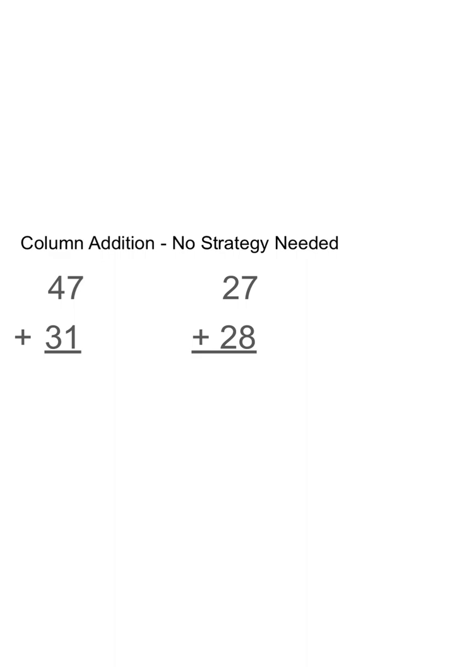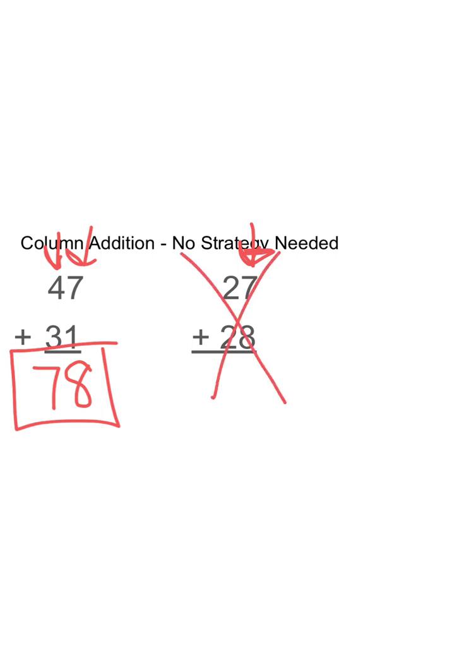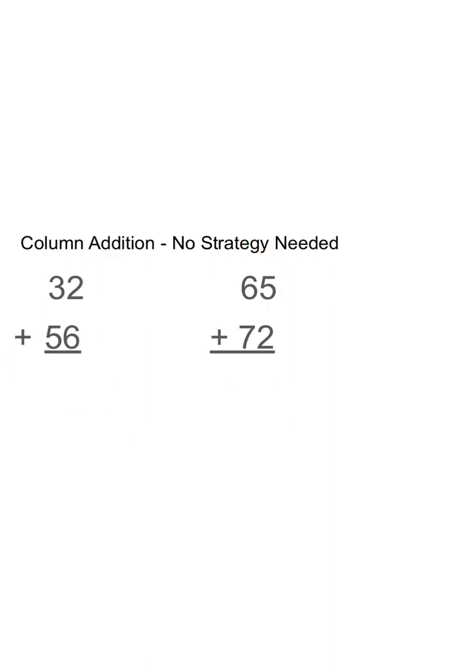Okay, column addition. I love this because it's really easy, and I look at this and I say, oh, all of my columns add up to 9 or 90 or less, so I just write the answer. Oh, as I look at this one, the ones digit is too big. It would make an extra 10. So if I'm practicing no strategy, I wouldn't even solve that one. Okay, again, my columns all add up to low numbers, so 88, I can solve it.